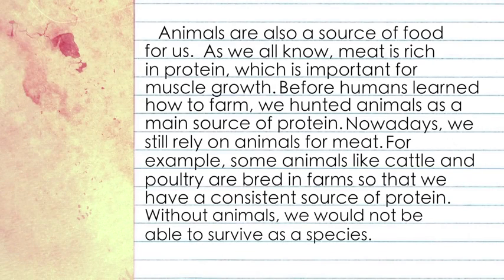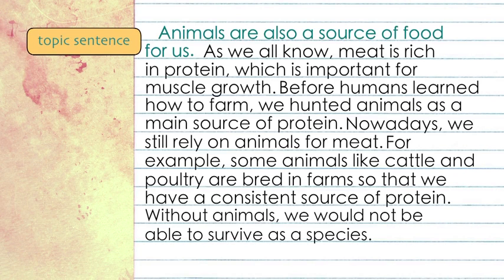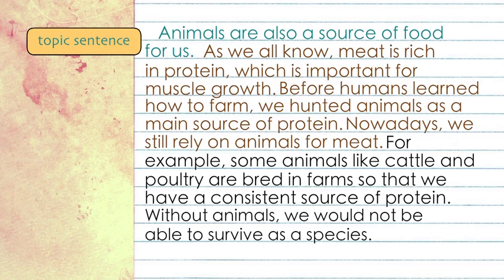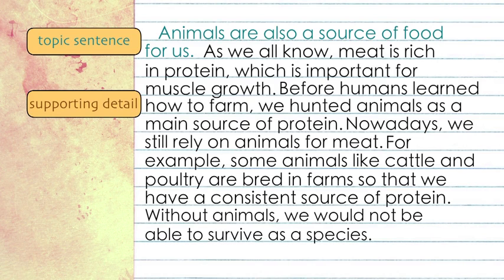Finally, repeat the process again for the third paragraph. This is an example of my third paragraph of the main body. This is the topic sentence. My third main idea is about how animals provide us with food. This is the supporting detail. I explained that we need animals for meat as it is a rich source of protein.